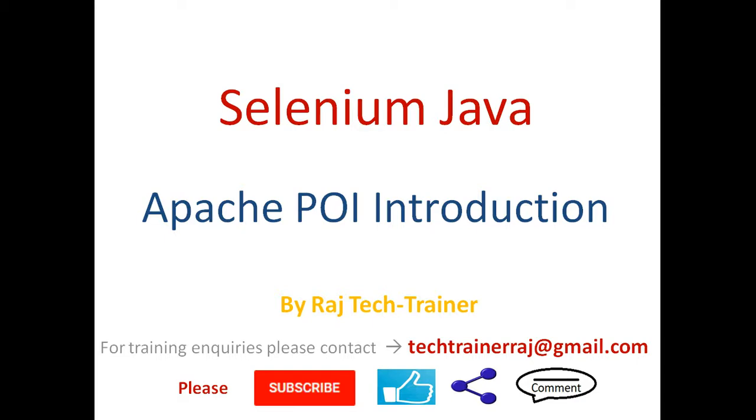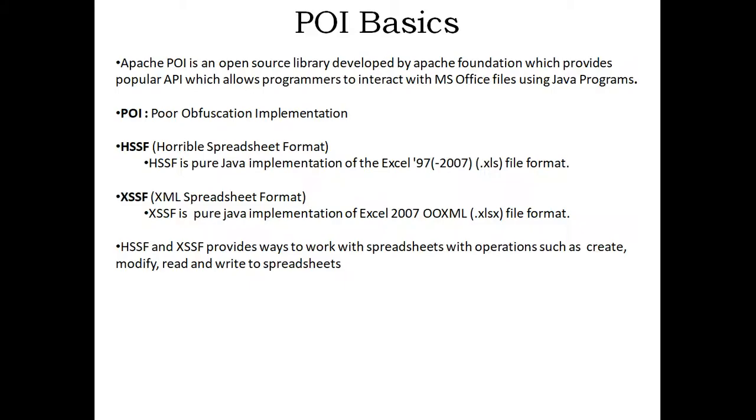Okay, there are a lot of libraries available when we use .NET to connect to Excel sheet and fetch the data from there. But whenever it comes to Java, there are libraries available, but among them the most popular one is the Apache POI library. Okay, let us take a look at what is Apache POI.